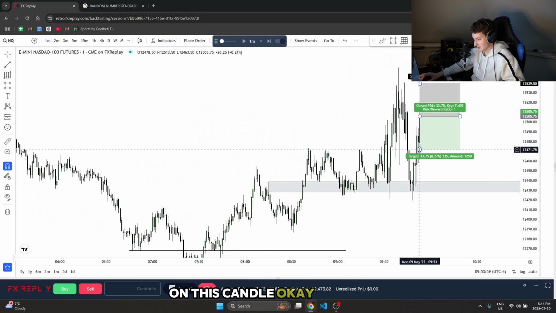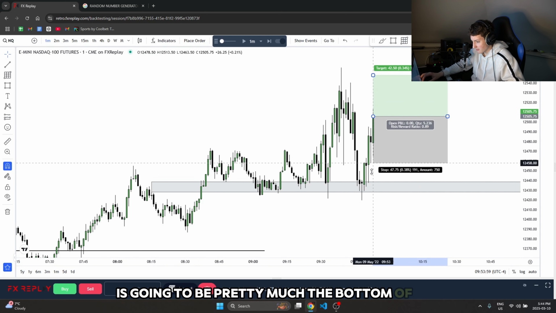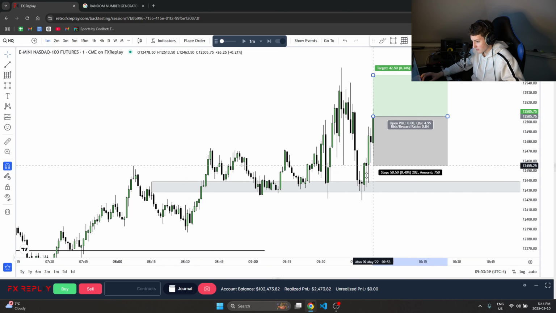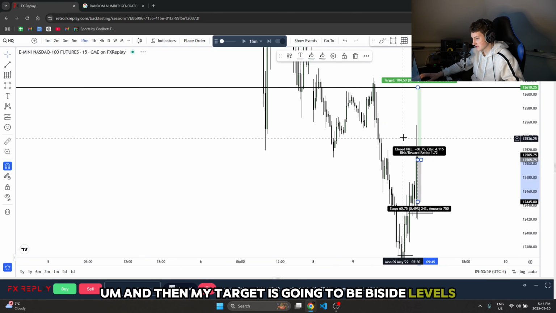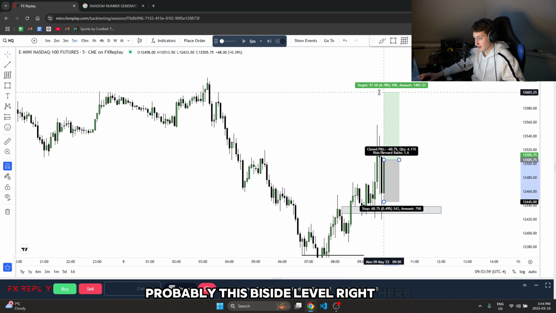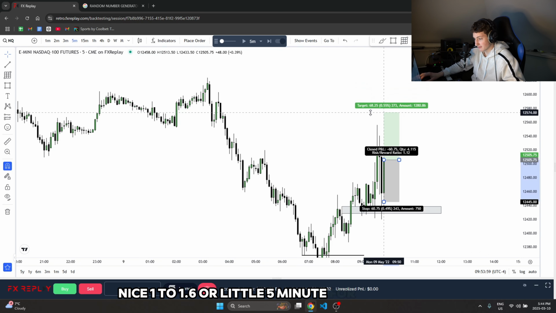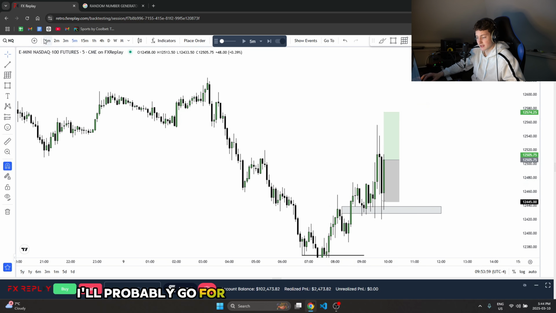on this candle, okay? Stop loss is going to be pretty much the bottom of the, oh, I can't figure, there you go. And then my target is going to be buy side levels, which I don't have marked correctly. Probably this buy side level right here, nice 1 to 1.6, or a little 5-minute fair value gap. It's a toughie. I'll probably go for this buy side, or the 5-minute gap. And then where do we go break even? Right here, my friends. So place order, auto break even, price, boom, boom.